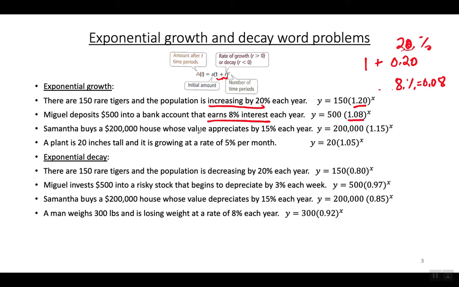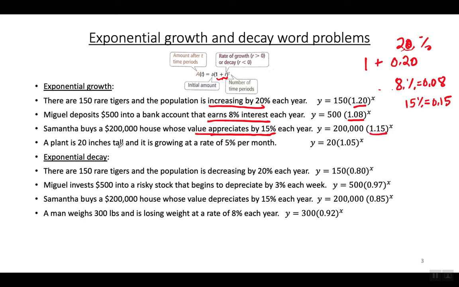Samantha buys a house. Whatever, the value appreciates. Appreciates means goes up, okay? Because I know some of you, every year somebody's like, what does that word mean? Appreciate means that it goes up. The value appreciates by 15%. 15%, change it to a decimal, it becomes 0.15. So when you add that to 1, it becomes 1.15.